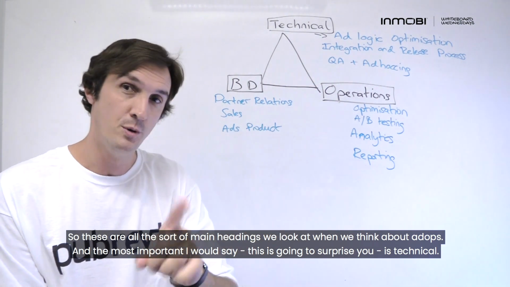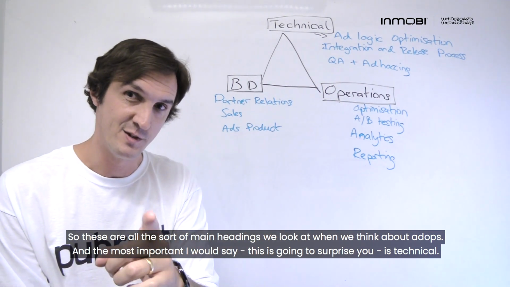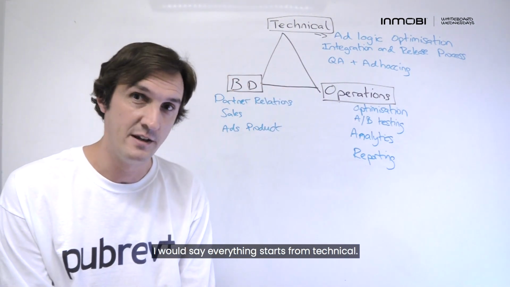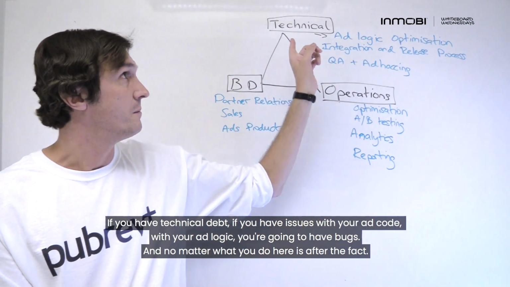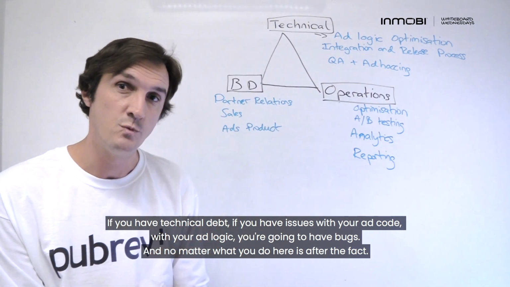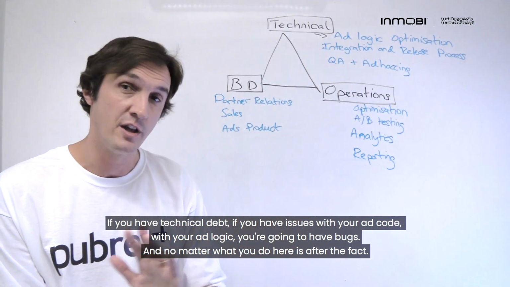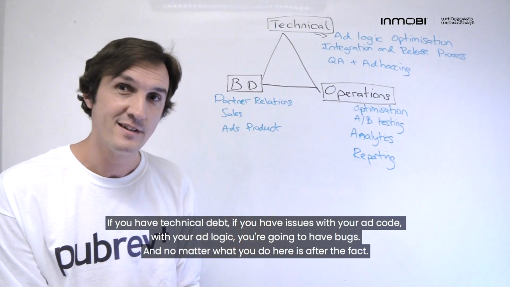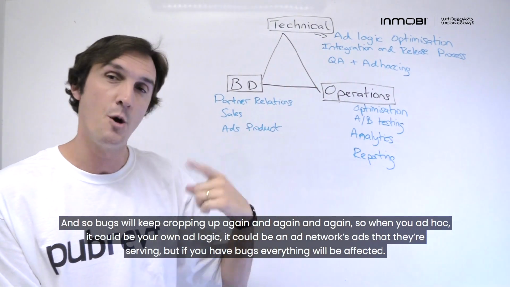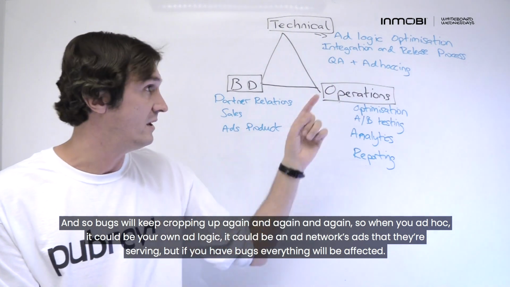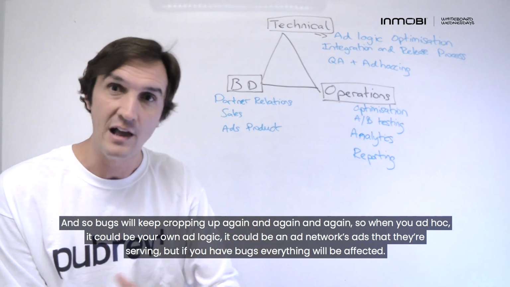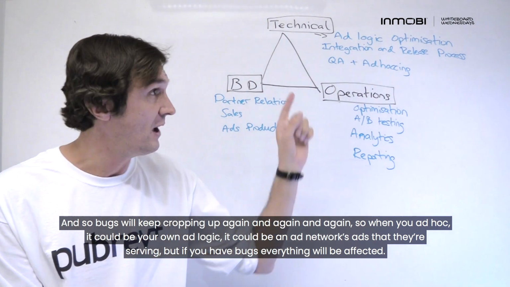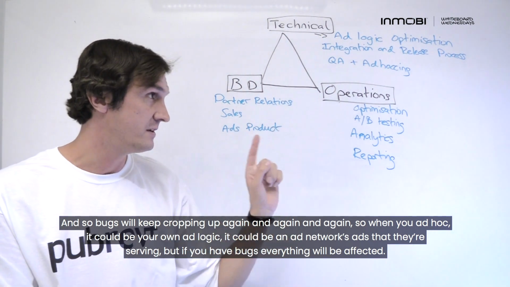And the most important, I would say, this is going to surprise you, is technical. I would say everything starts from technical. If you have technical debt, if you have issues with your ad code, with your ad logic, you're going to have bugs, and whatever you do elsewhere is after the fact. Bugs will keep cropping up again and again and again. When you vet ads, it could be your own ad logic, it could be an ad network's ads that they're serving, but if you have bugs, everything will be affected.